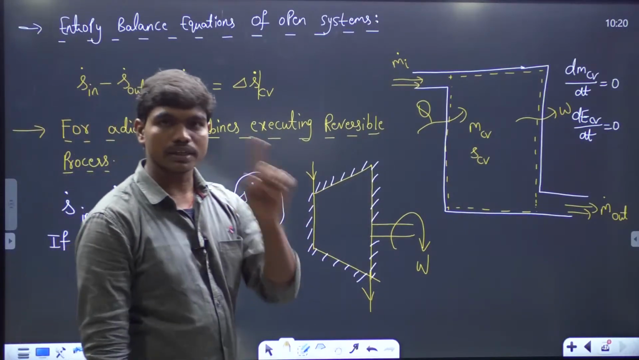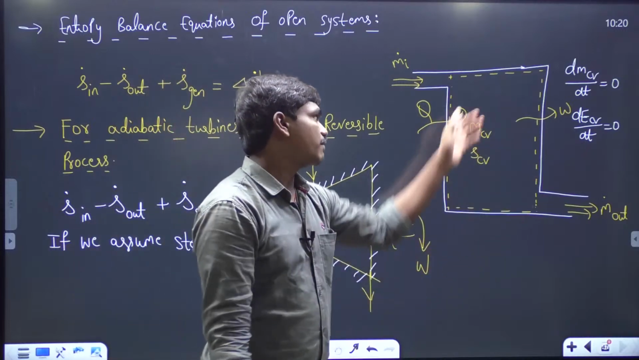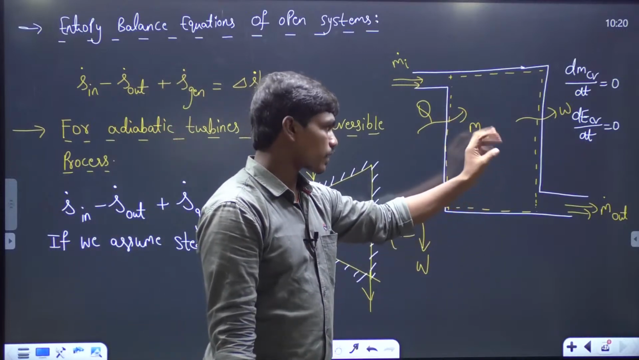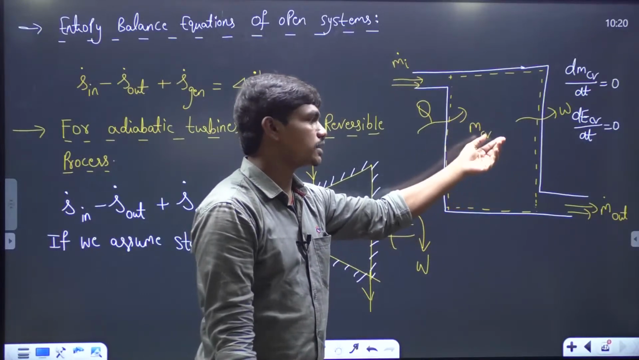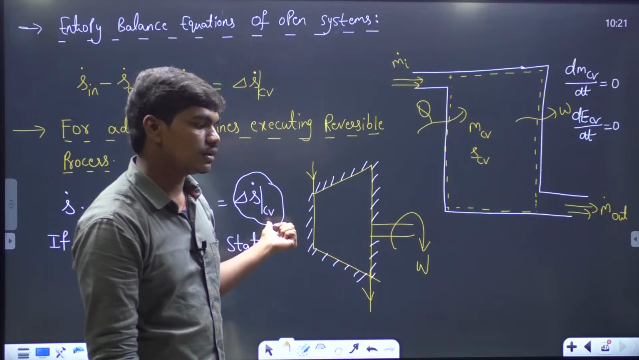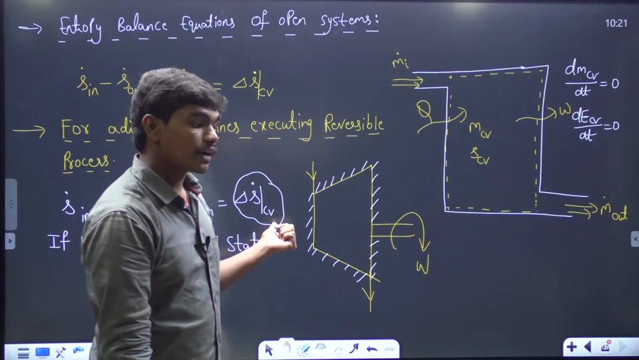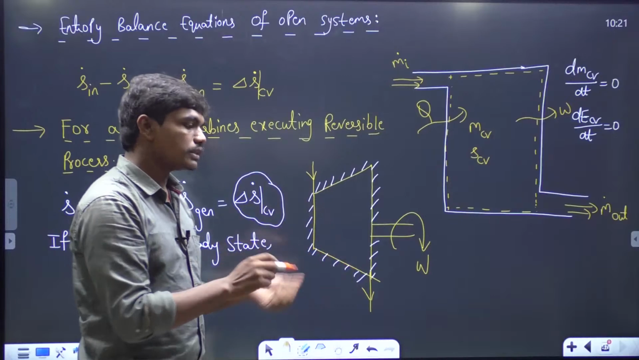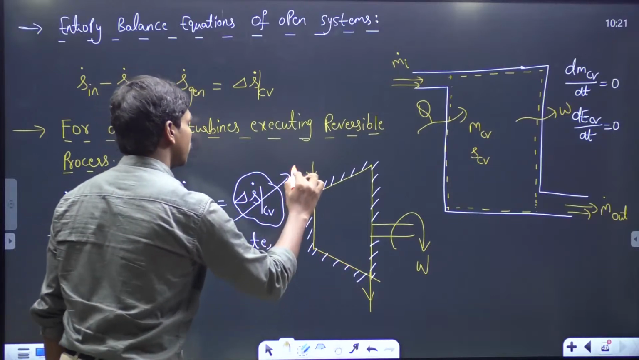At steady state, properties are constant. So if properties are constant throughout, of course homogeneous we assume, what could be the rate of change of entropy of the control volume under steady state? It is 0. Entropy is not 0, but the rate of change of entropy is 0. Entropy change rate is 0 at steady state.